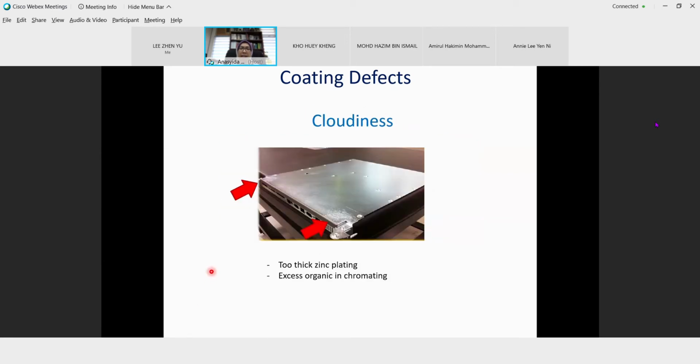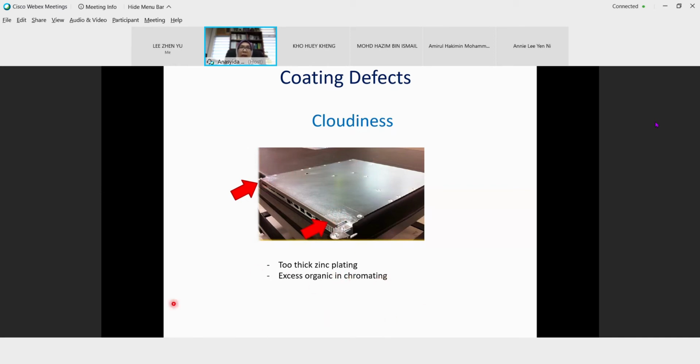And this is zinc plating followed by chromating. You can see here, this is too thick zinc plating. So you can see cloudiness. Nampak macam awan-awan. Nampak macam apa? Cloud, right? Kat sini, kat area sini. Ni dan sini. So excess organic in chromating.